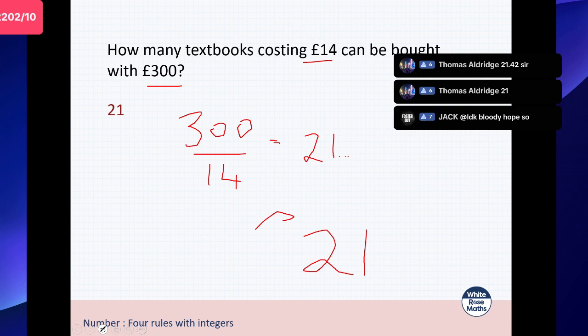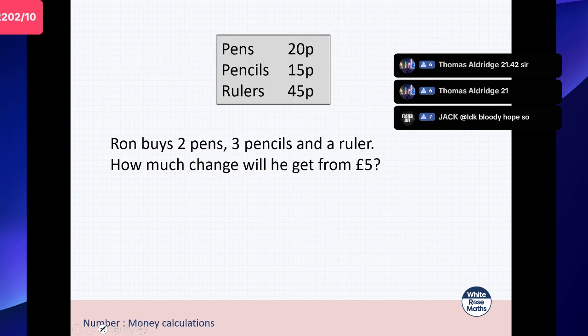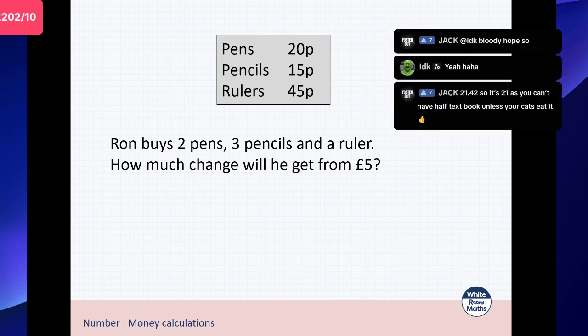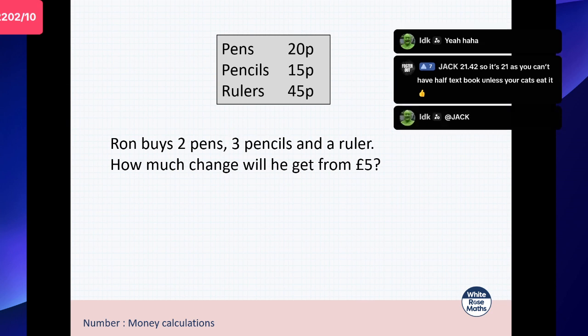Okay, let's move on. Right, this one, nice and easy. Ron buys 2 pens, 3 pencils, and a ruler. How much change will he get from £5? So we do 2 lots of 20p plus 3 lots of 15p plus 45p. So that'll be 40p plus 45p plus 45p. So that'll be 90p plus 40p.